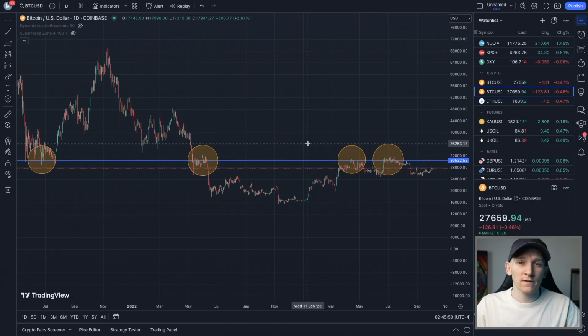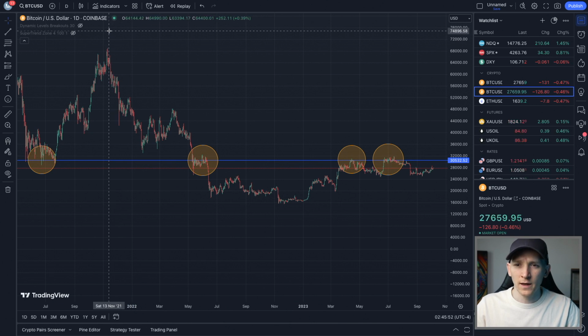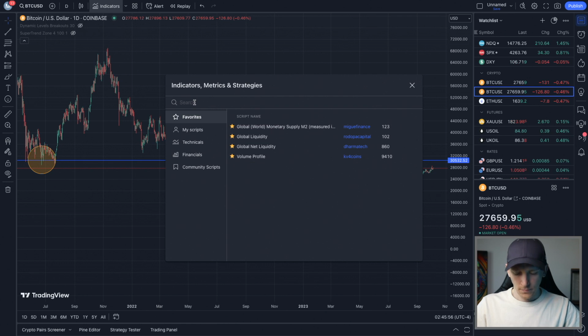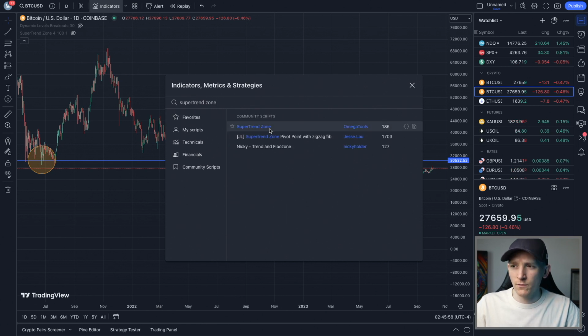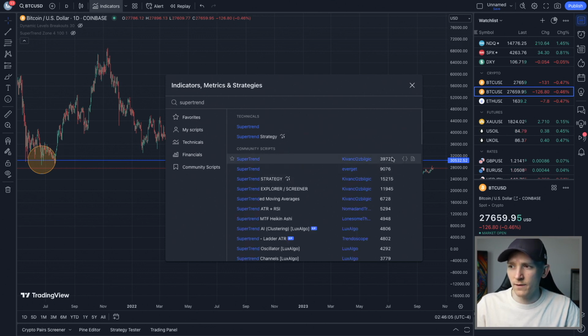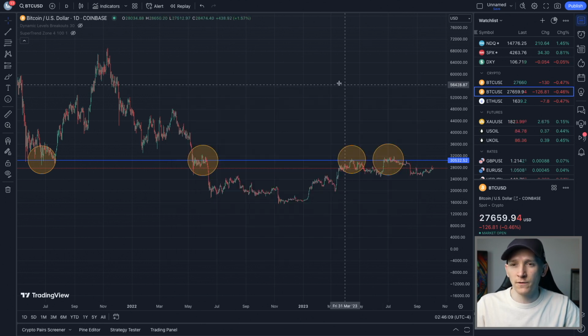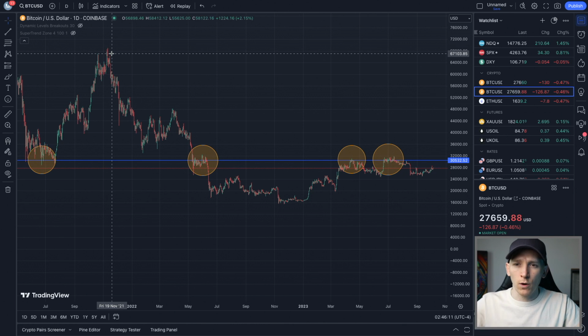The next indicator we'll use is Supertrend Zone. This tries to give us some info on price action and if price action is bullish or bearish. Come to indicators, then type in Supertrend Zone, and it's this one right here. You can also look at Supertrend indicator, which is one of the most popular indicators on TradingView. You can see that here. But we're going to go for Supertrend Zone because it gives us two different super trends, a shorter term and a longer term super trend. So I'm going to show this.